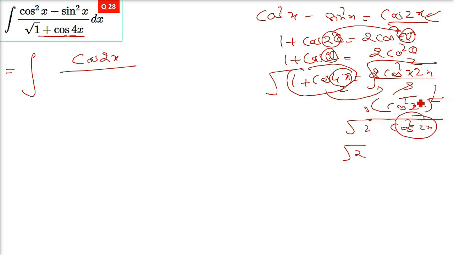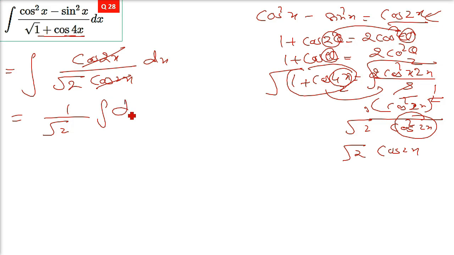If you see the numerator, cos 2x is already there. So cos 2x divided by cos 2x gives you this result, where cos 2x actually cancelled. There is no term remaining, only 1 by root 2, which I am taking outside the integration. Only integration of dx we have to do. So 1 by root 2 times integration of dx is x only. So x by root 2 plus c. This is your final result.